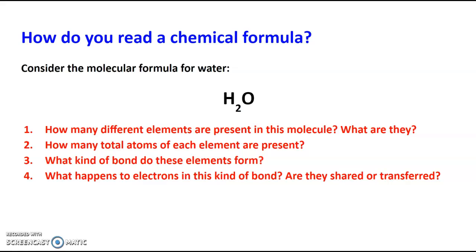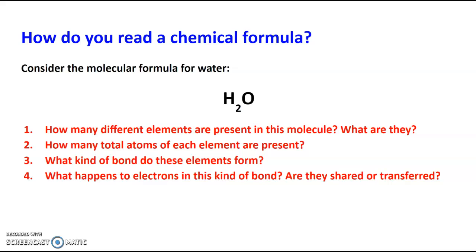First example is water. Its molecular formula is H2O. These questions are also in your student response sheet, so you should pause the video and try to answer them. They say, how many different elements are present in this molecule and what are they? How many total atoms of each element are present? What kind of bond do these elements form? And what happens to electrons in this kind of bond? Are they shared or transferred? Okay, so I want you guys to take a little time to think about that.